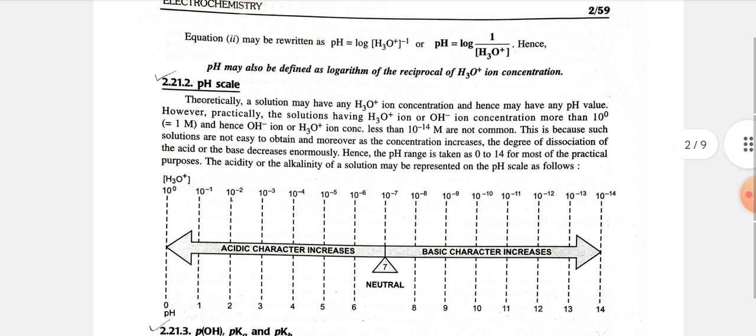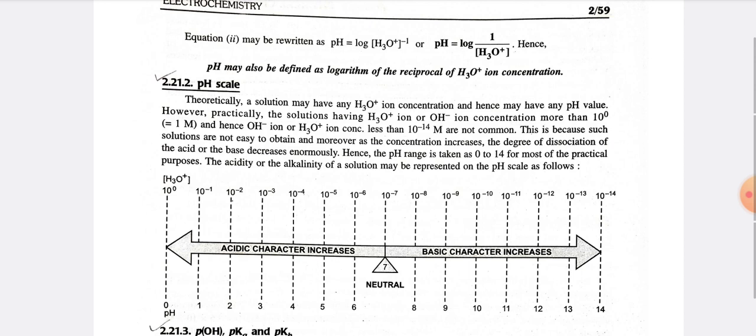Next is the pH scale. Theoretically, a solution may have any hydronium ion concentration and hence may have any pH value. However, practically, solutions having H3O+ ion or OH- ion concentration more than 10 raised to the power 0, and hence OH- ion or H3O+ ion concentration less than 10 raised to the power minus 14 M, are not common. This is because such solutions are not easy to obtain, and moreover, as the concentration increases, the degree of dissociation of the acid or base decreases enormously. Hence, the pH range is taken as 0 to 14 for most of the practical purposes.